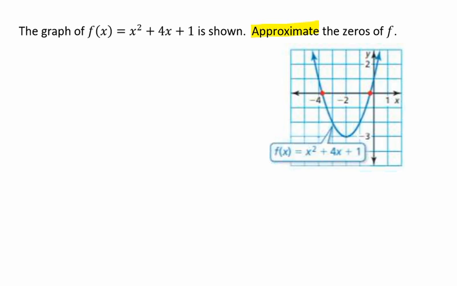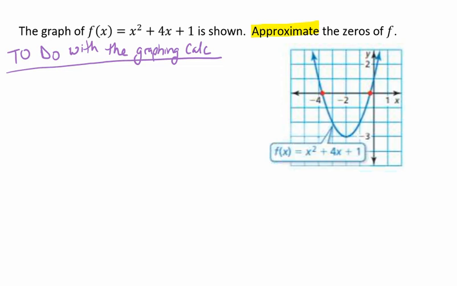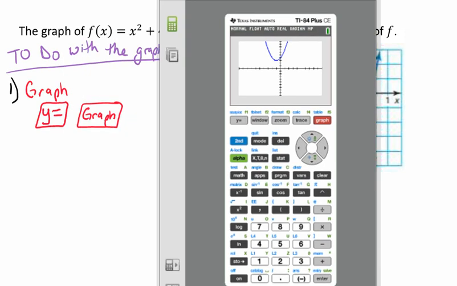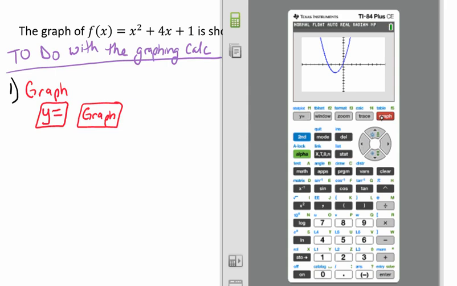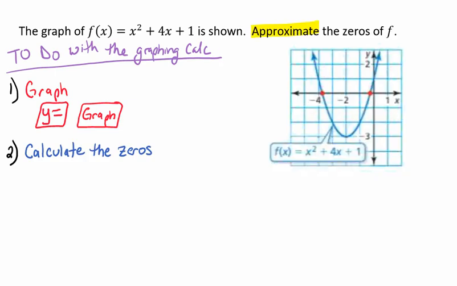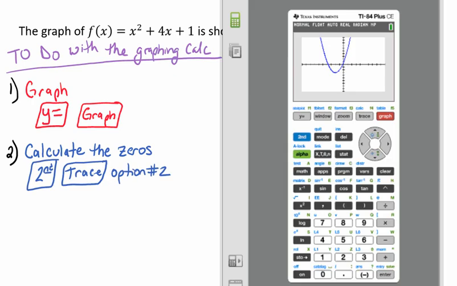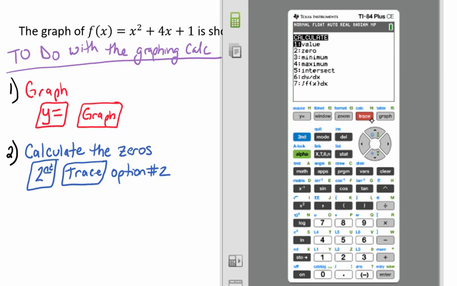Well, first, for approximating, we would graph. So we'd go to y equals and graph. So here we're going to go to y equals, and we're going to type in our equation, x squared plus 4x plus 1, and we're going to hit graph. Then we're going to calculate the zeros. And we do that by pushing second, trace, and choosing the second option.